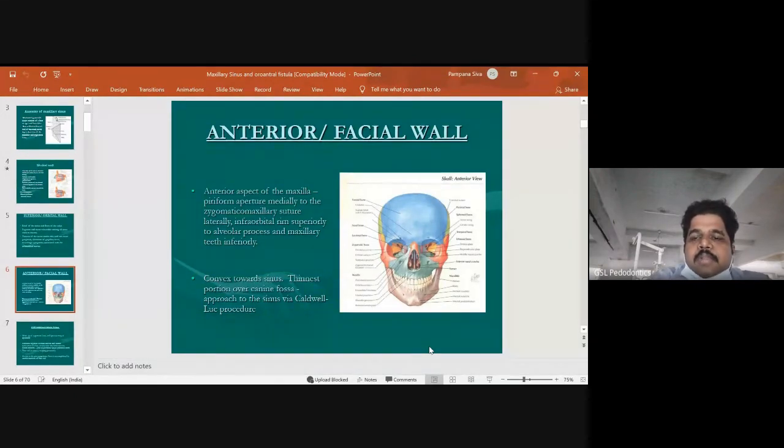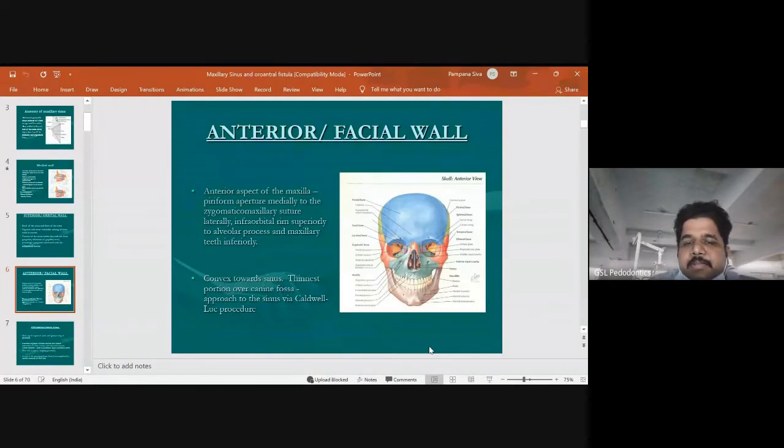And what is the significance of this anterior or facial wall? Whenever any pathology is involving your maxillary sinus, the only way where we can go into the sinus is through this anterior or facial wall. So this is the only wall we can expose intraorally. By reflecting all the mucosa, whatever the first part will get exposed is nothing but your anterior wall of the maxillary.